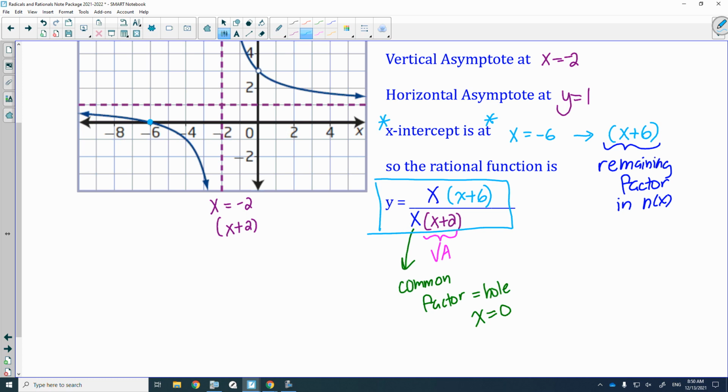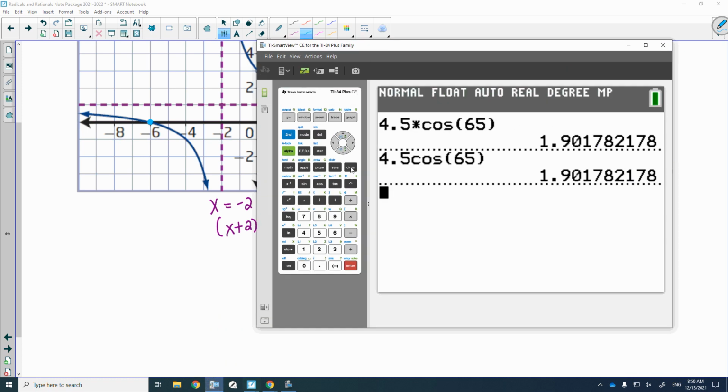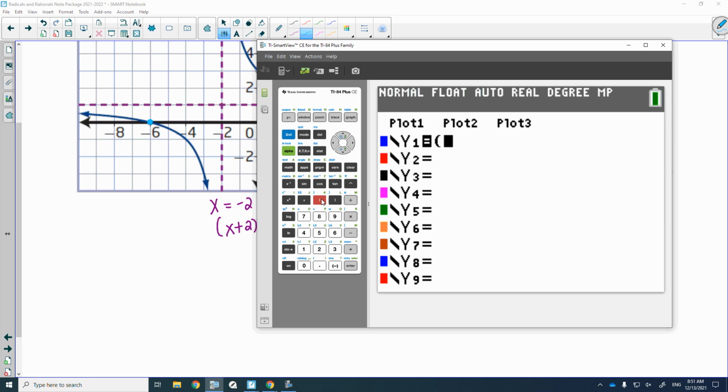So you're going to be given a graph. Okay, this will be long answer. There's going to be 2 of them. You're going to be given a graph and you have to come up with the equation. We're going to do a few of these. How you would verify if this was an exam question, let's in our calculator punch in our numerator and our denominator in y is equal to, and let's look at the graph. So open bracket x, open another bracket x plus 6. Close 2 brackets, divided by, the common factor was x in a bracket, and then x plus 2.